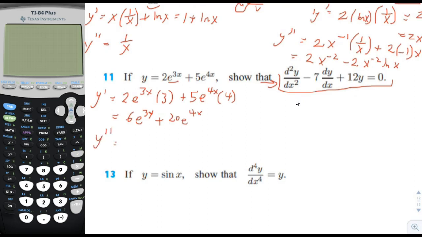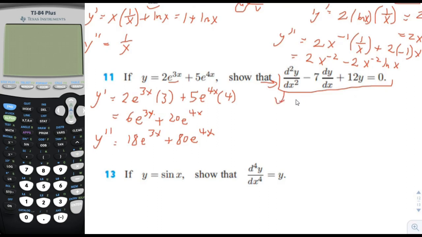Now I'm going to find the second derivative. The second derivative would be 18e to the 3x plus 80e to the 4x. I just took the chain rule and I multiplied it already times the coefficient. Now I'm going to see if this is really true.